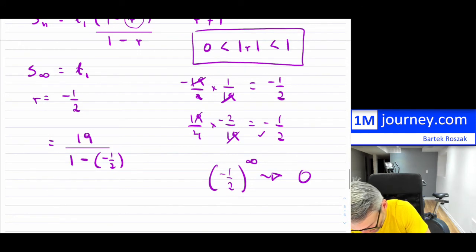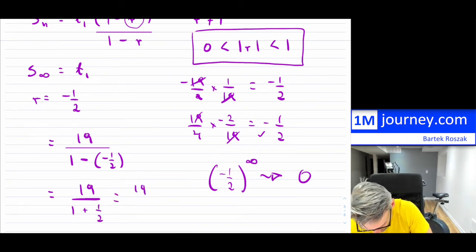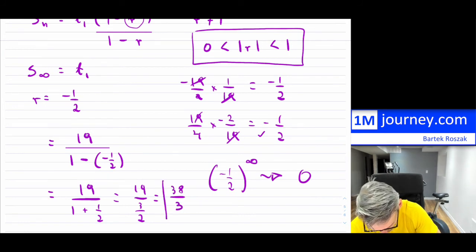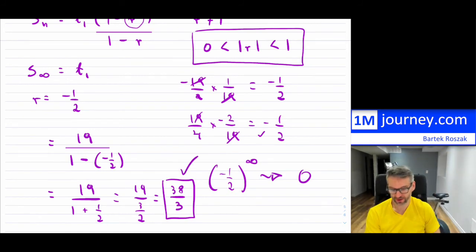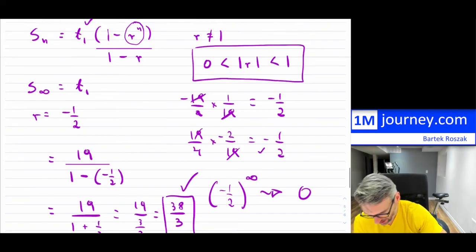So this is going to be 19 all over 1 plus a half. So this is 19 over 3 over 2, which equals 38 over 3. And there you have it. That's going to be your sum. So it's going to sum up to that. It very quickly dissipates down. Okay, great. Let's take a look at another question.